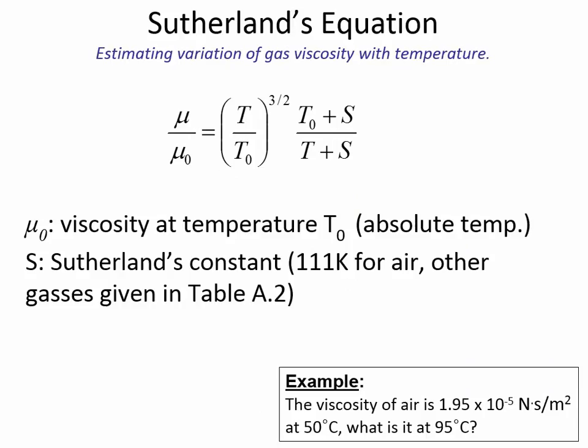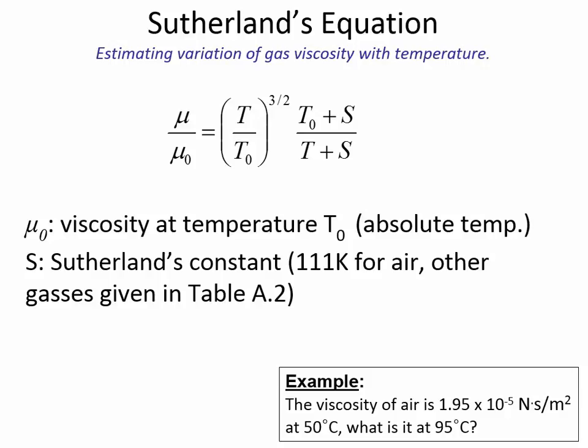Okay, here is Sutherland's equation, and it's useful when you need to estimate the viscosity of a fluid. A situation when you may need to estimate the viscosity of a fluid would include a homework problem. So you're going to be using Sutherland's equation, and what you can do is use the viscosity at a known temperature. That's what this is. Viscosity at a known temperature T0, where it's given in terms of absolute temperature, so Kelvin. And then you use Sutherland's constant. For air, it's 111 Kelvin. For other gases, you've got that in the table.